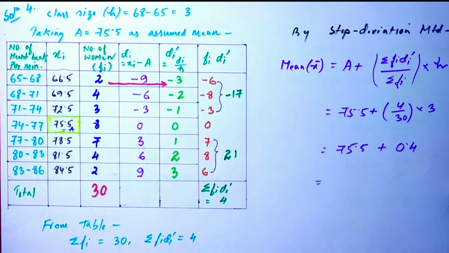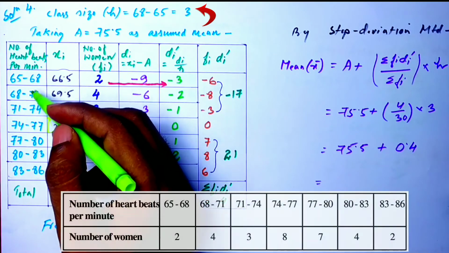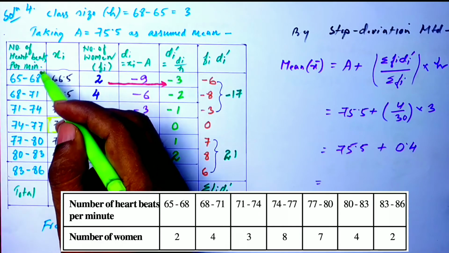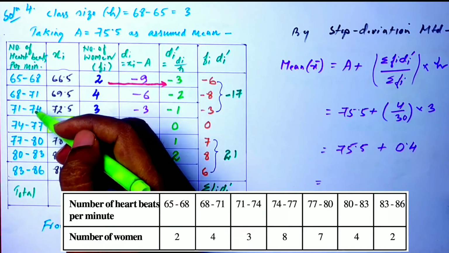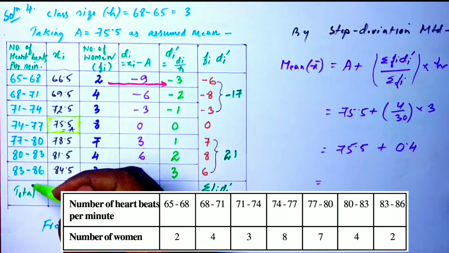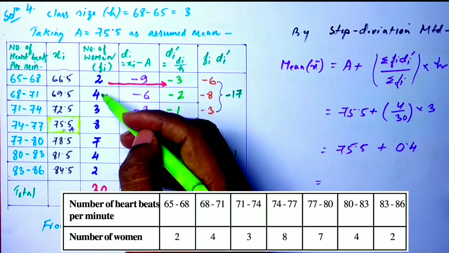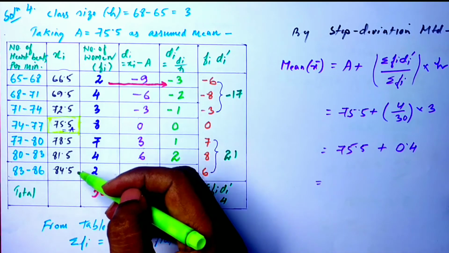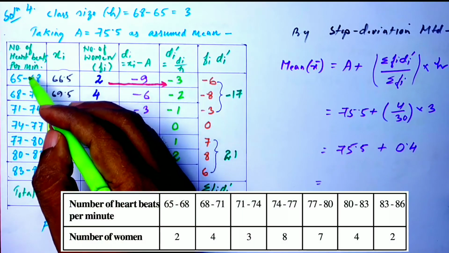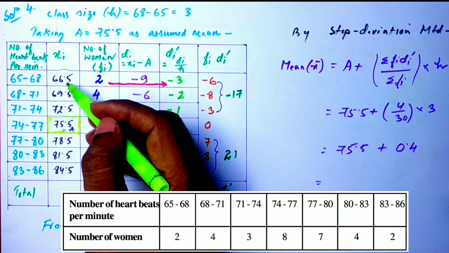Here we have taken class size, number of heartbeats. We have made the table. Number of heartbeats per minute: 65 to 68, 68 to 71, 71 to 74, 74 to 77 and so on. And number of women are given: 2, 4, 3, 8, 7, 4, 2. The total is 30 and we have found out the class mark. We have added these two and divided by 2 to get 66.5.